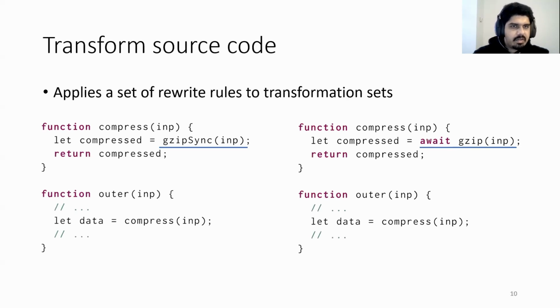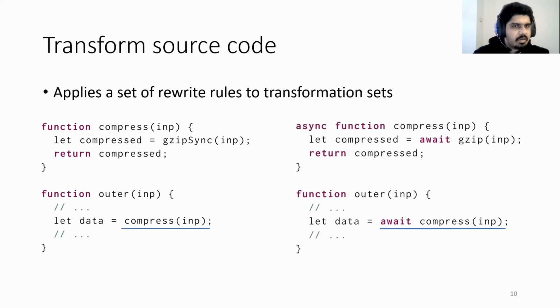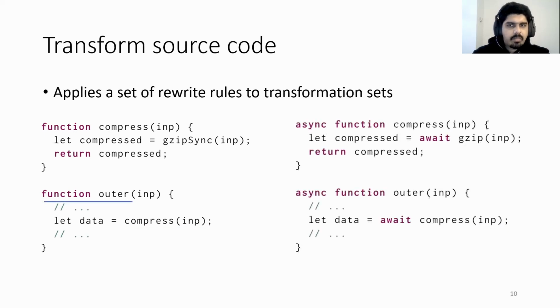Since we have now awaited a promise call, we need to make the compress function async. And now since compress is async, it returns a promise instead of data. So we need to propagate this async/await throughout our call stack. As we know, compress is being called within the outer function, so we need to go ahead and await that compress function call. And lastly, since we're using await within outer, we need to make that function async. This would complete our transformation for this particular example.